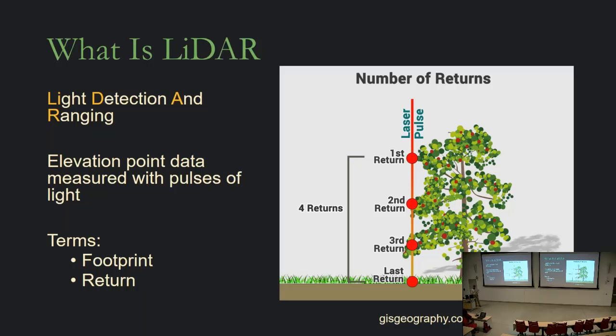So some terms I'll use are footprint, which is the size of the laser pulse where it meets the ground. And then a return is sort of synonymous with this three-dimensional point, and it's where that laser pulse was reflected off of something. And the first return is the highest point where that pulse was reflected.